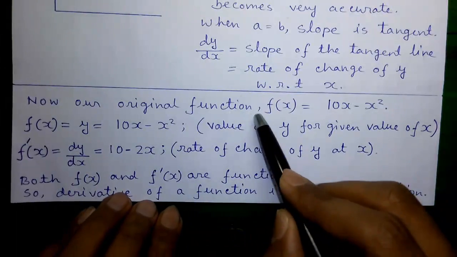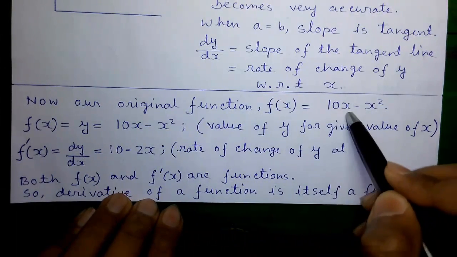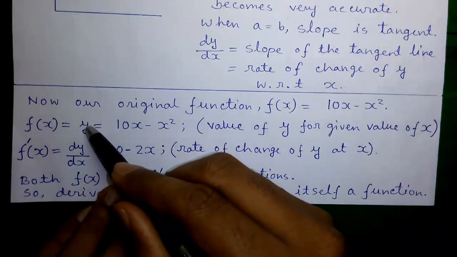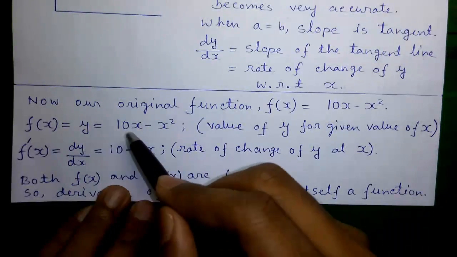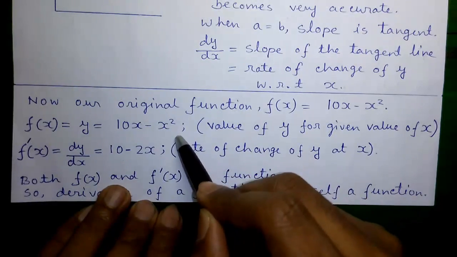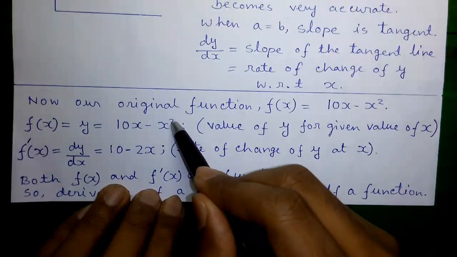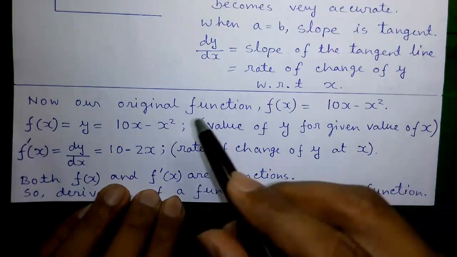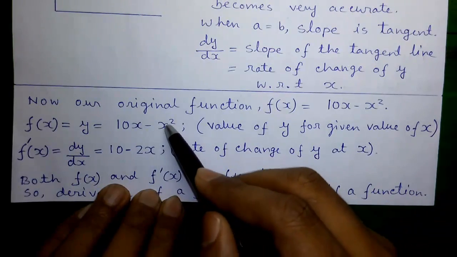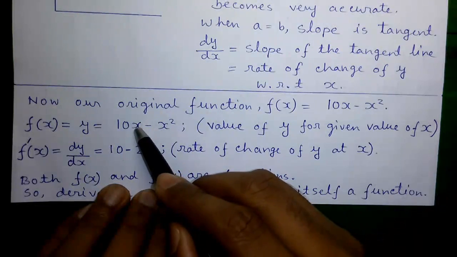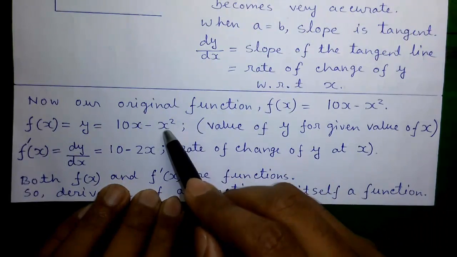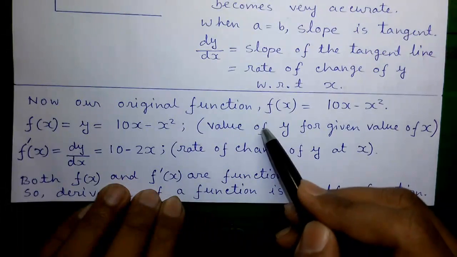Now our original function, f of x, is equal to 10x minus x square, given in the question. So f of x, which is also called y, equals 10x minus x square. Remember, our original function gives us the value of y for any given value of x. Let's say we want to find the value of y for x equals 2. So we will put x equals 2 here. We will get 10 into 2, 20, minus 2 square, that is 20 minus 4, 16. So for x equals 2, y is 16.